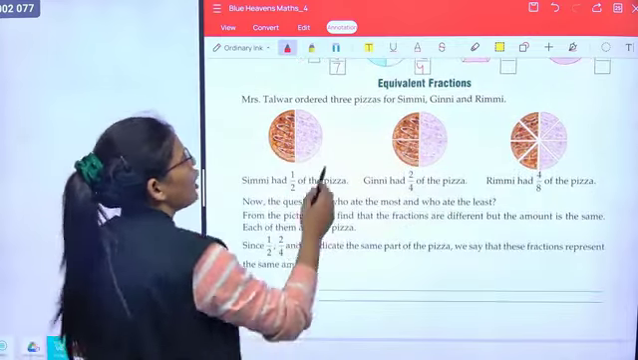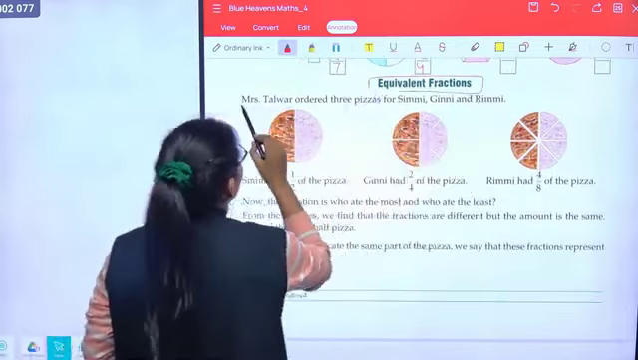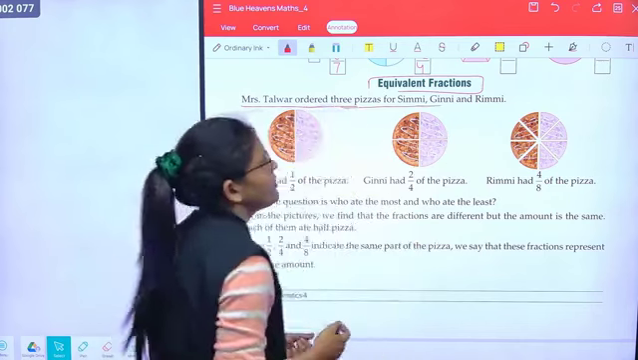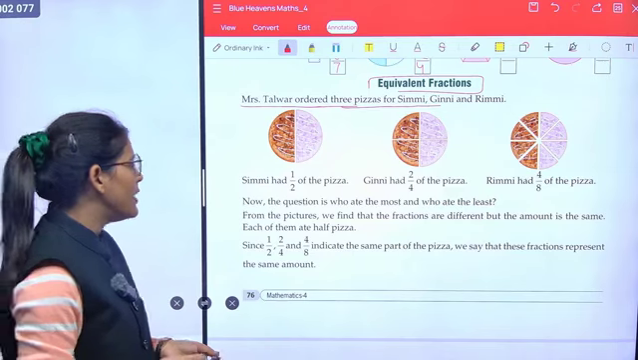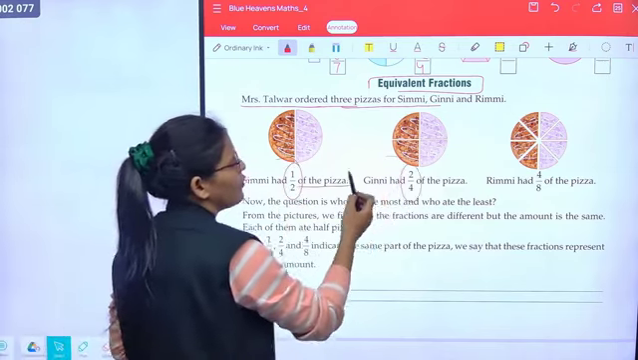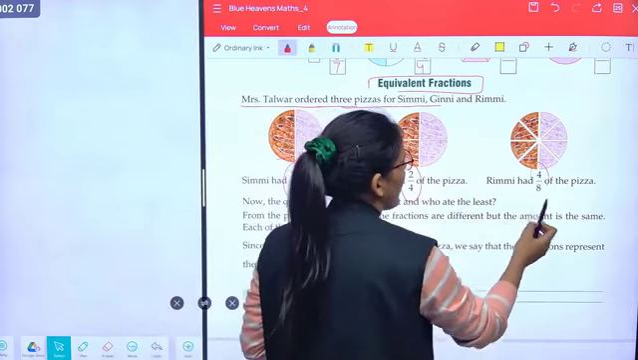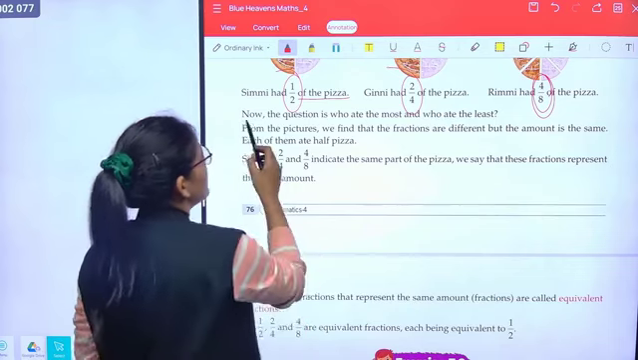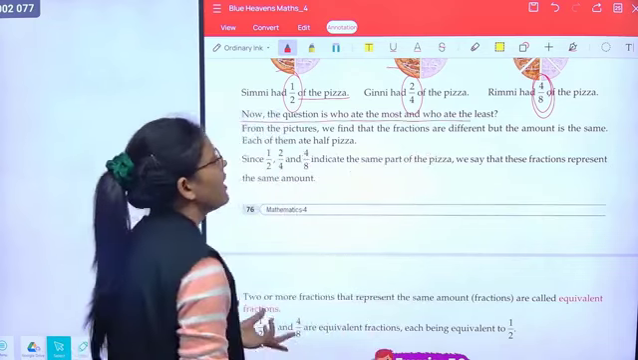Now, class, equivalent fractions. Mrs. Talwar ordered 3 pizzas for Simmi, Ginny and Rimi. Simmi had 1/2 of the pizza, Ginny had 2/4 and Rimi had 4/8 of the pizza. Now the question is who ate the most and who ate the least.